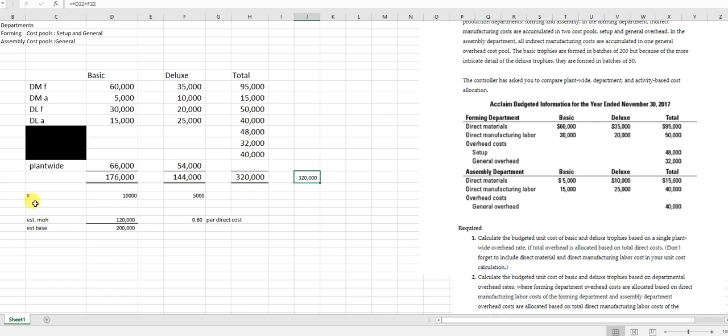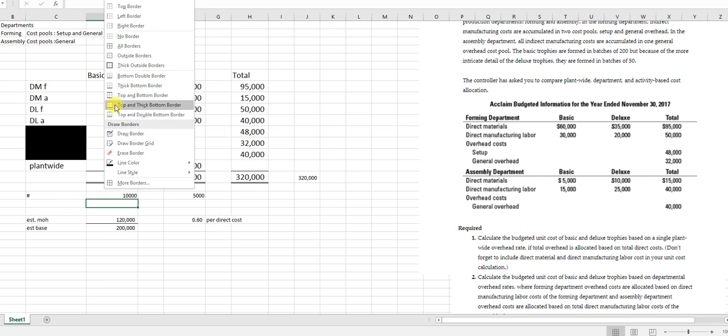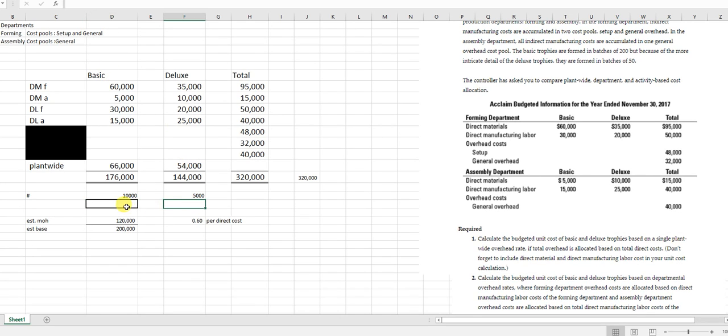So my cost per unit, oops, I'll do it here. I'll just put a big thick border around it. So I want to take my $176,000 worth of cost divided by my 10,000 units, and I have $17.60. Okay, then I'm going to do the same thing over here, so I'll just copy and paste it, and so I have $28.80.